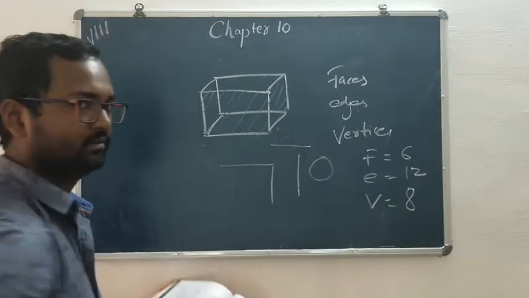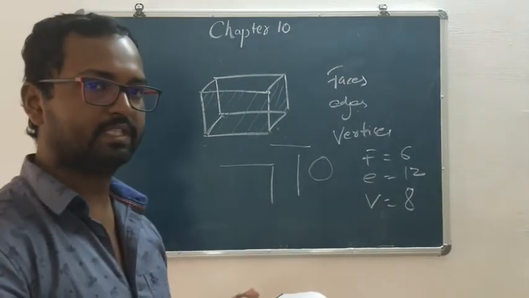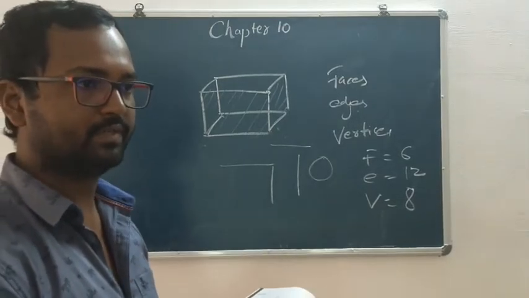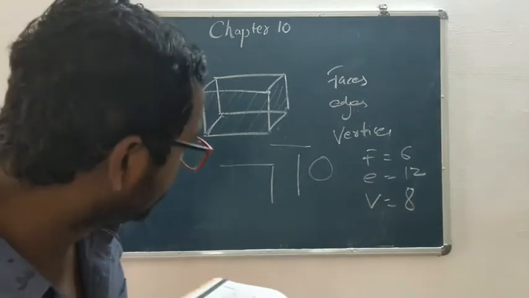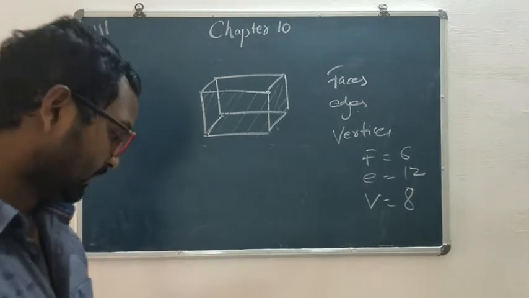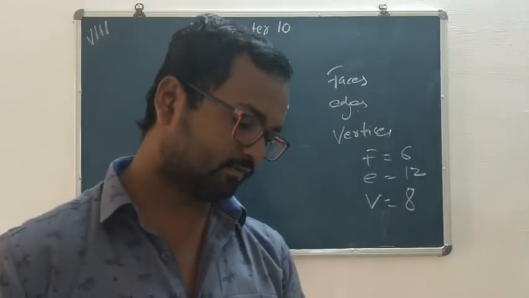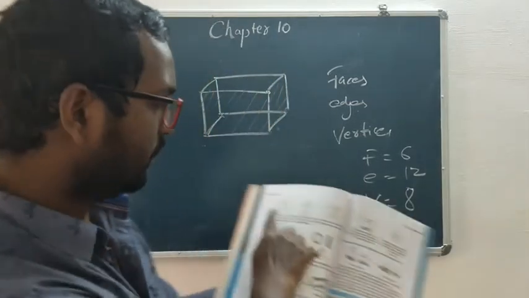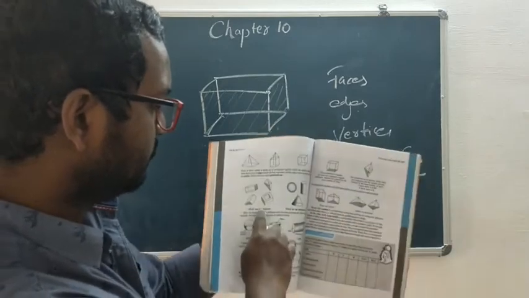No circle. We are not talking about a figure which has a circle in it. We are talking about a figure which has only lines. Okay, so that is a polyhedron. So now look at page number 164. After the top, there is one more here.